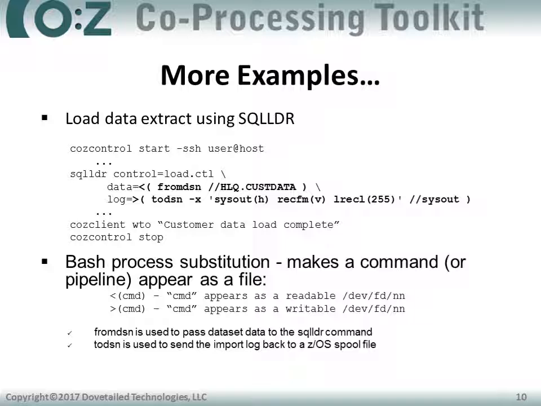In Bash, process substitution makes a command appear as a file. In this example, the command fromDSN cusdata appears as an input file to the SQL Loader utility, and the toDSN command appears as an output file.